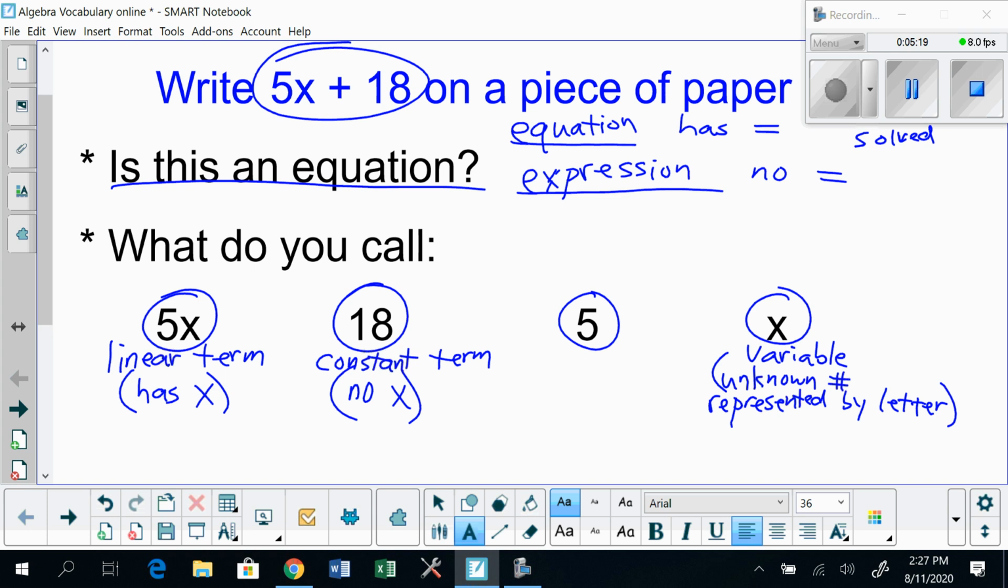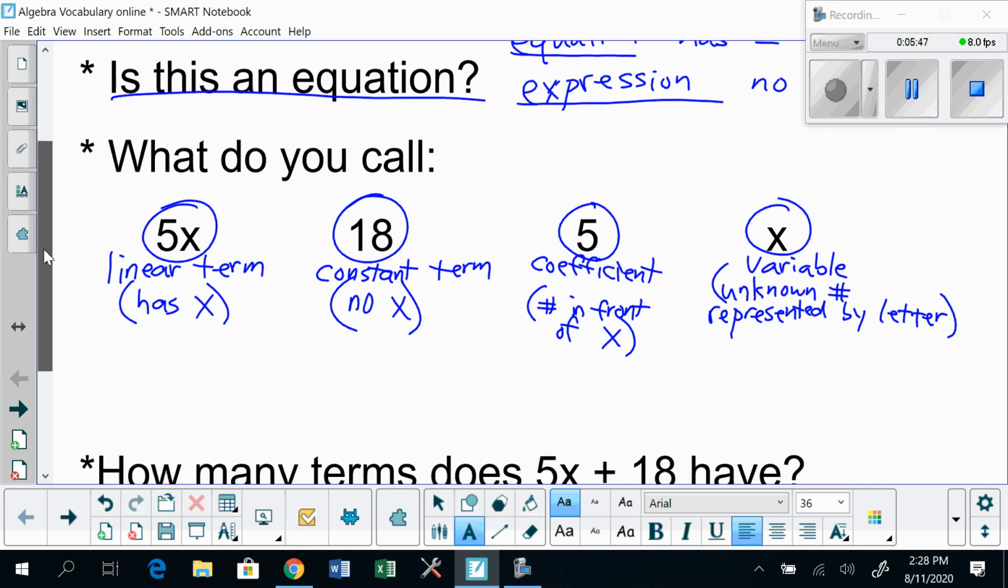And then the 5. The 5 is the number in front of x, the number in front of your variable. And it's another C word. It is called the coefficient of the expression. And then specifically, it's called the coefficient of x. So since 5 is in front of the x, it's called the coefficient of x. And it actually means that the 5 is being multiplied by the x.